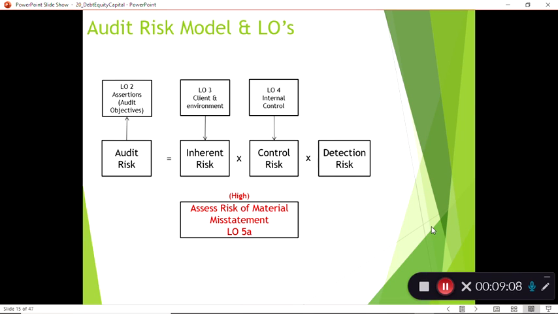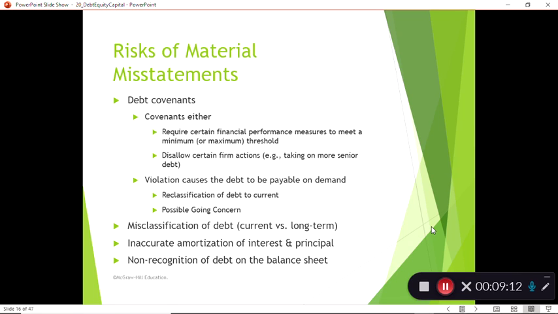And then thinking about assessing the risk of material misstatement. The big areas of misstatement here are related to debt covenants. Those are covenants that require certain performance measures to meet a minimum or a maximum threshold. So for example, you have to have a minimum amount of working capital, or a minimum amount of cash available to pay interest payments, or a maximum debt to equity ratio, like you're not allowed to have above a certain amount, or you're not allowed to give out more dividends relative to the amount of income you have, right? There might be a maximum amount of dividends your client can pay.